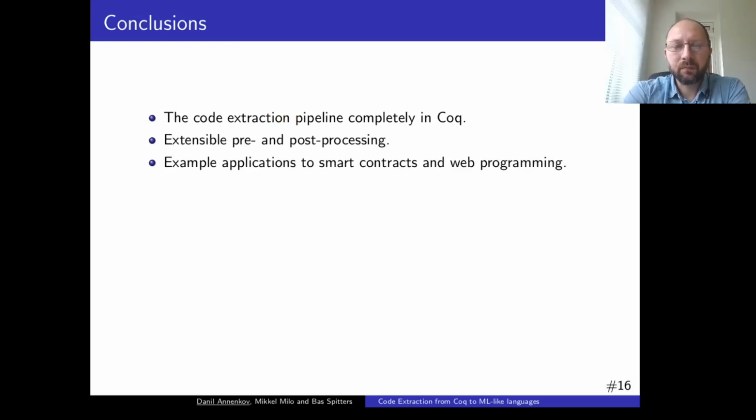And to conclude, we presented a pipeline for extracting programs from Coq to functional programming languages. The pipeline is implemented completely in Coq, allowing for verification of various parts of the pipeline. Currently, the most crucial parts of the pipeline are verified. Moreover, the pipeline offers the possibility of extending the pre- and post-processing steps with new user-defined transformations. We also showed examples of applications of the pipeline to smart contracts and web programming.